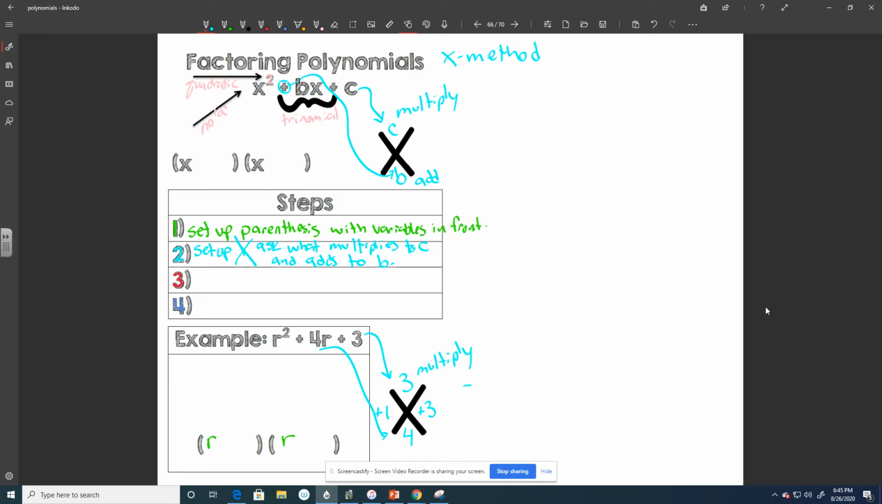I guess technically we could do -1 multiplied by -3 as well. But -1 times -3 doesn't add up to 4. It adds up to -4. So what I want is my +1 and my +3. They multiply to 3. They add up to 4. So I'm going to write the +1 on the left, and I'm going to write the +3 on the right. So we're looking for what adds up to the bottom and multiplies to be up there on the top. Okay.